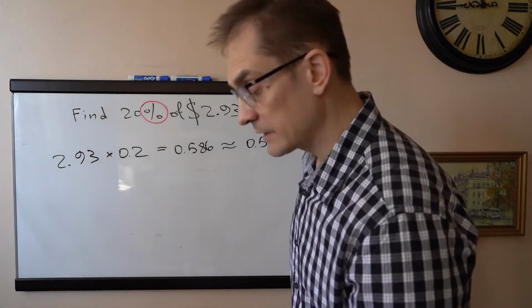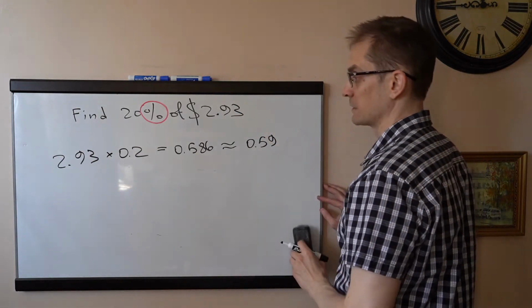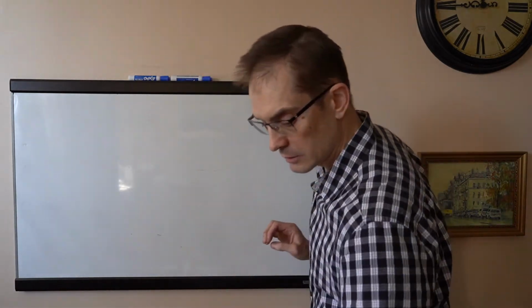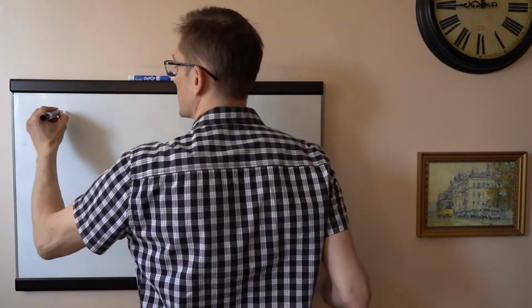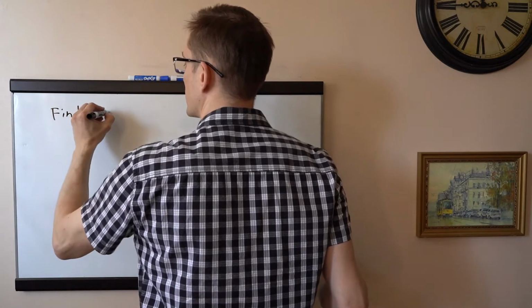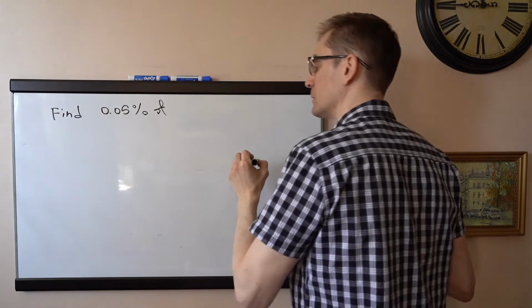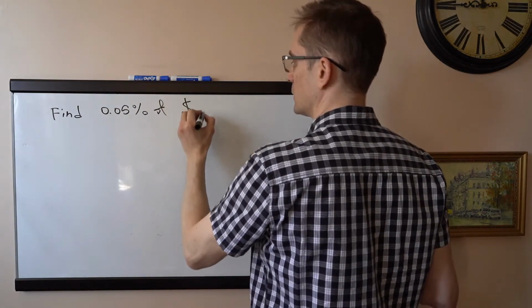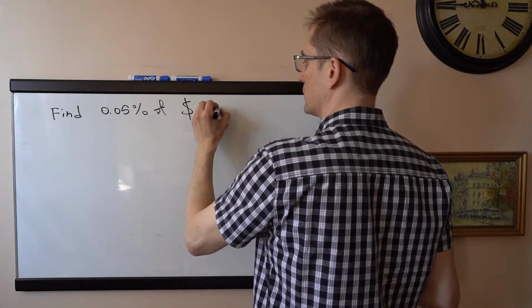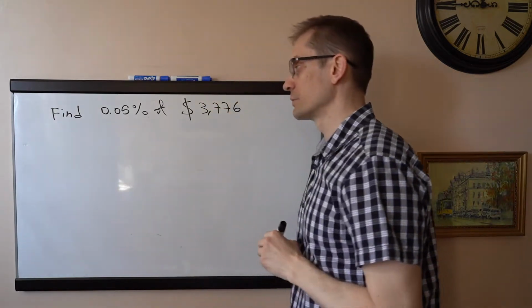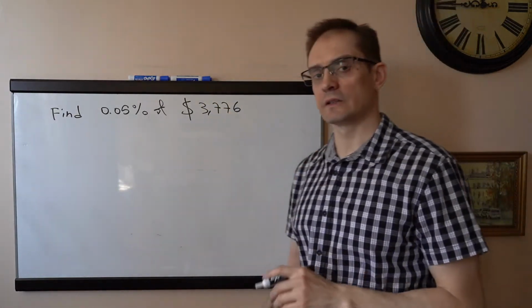Okay, let's have a little bit more complicated problem right now. So I can say, let's find 0.05% of 3,776.